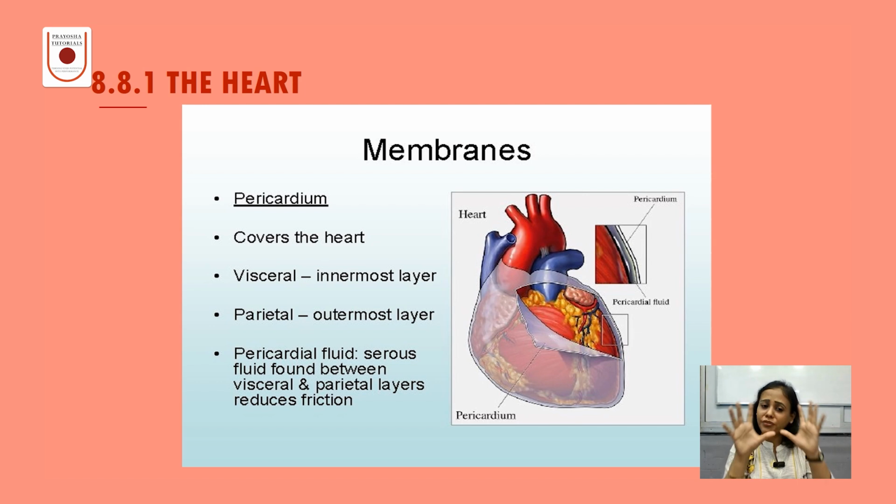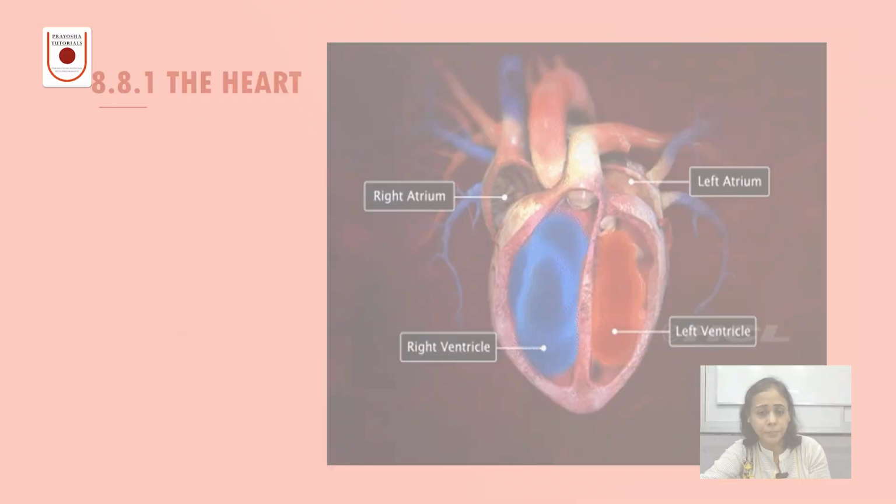Coming to the coverings of the heart, it is covered by membranes, which is called the pericardium. The inner one is called visceral and the outer one is called parietal. In between these two membranes, there is a fluid which is called the pericardial fluid. Now, this is going to protect your heart when you get mechanical shocks or injuries. It will also reduce friction because heart is a pumping organ.